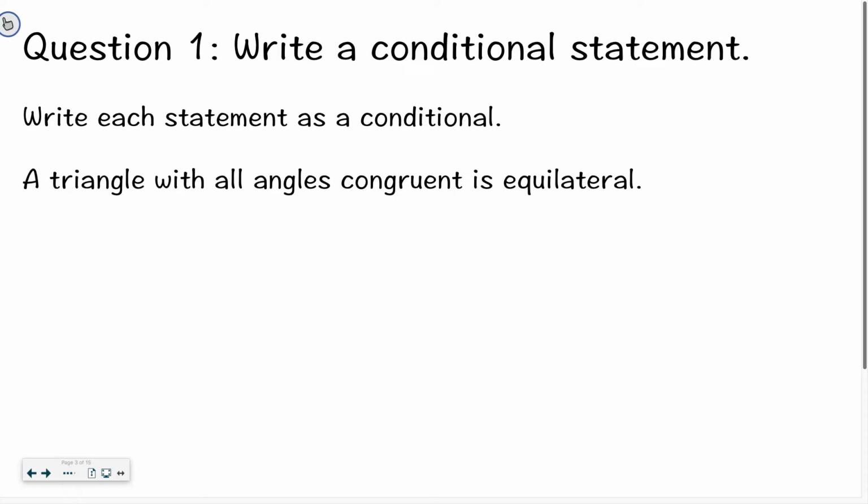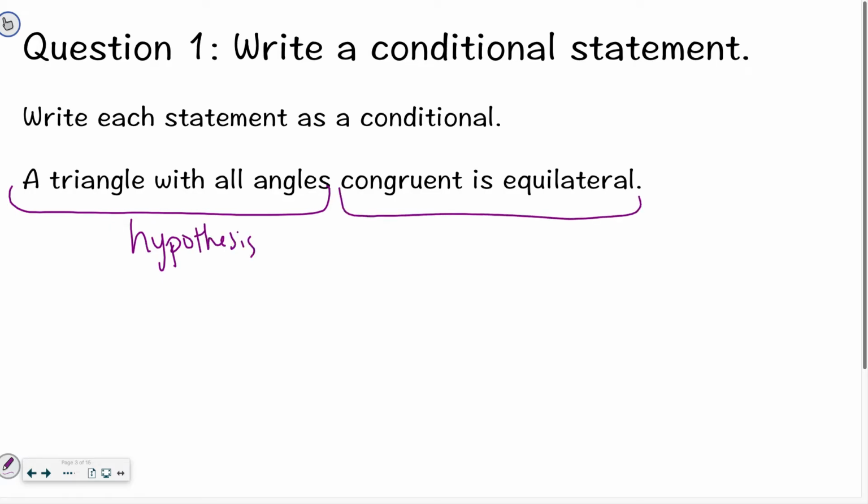Go ahead and write a conditional statement for the sentence: a triangle with all angles congruent is equilateral. Okay, so our conditional for this statement, I'm not going to write it out to save time, but it is: if a triangle has all congruent angles, then it is equilateral. So I took the first part and made that my hypothesis, and then I took the second part and made it the conclusion.